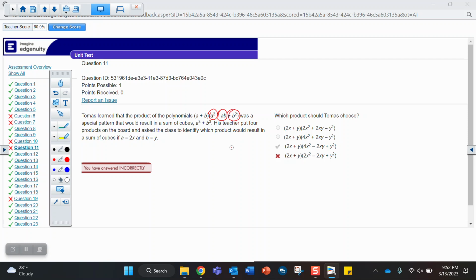So first you have to square 2x. That's where a squared comes from. Well, 2x times 2x is 4x squared. So that rules out this one and this one.